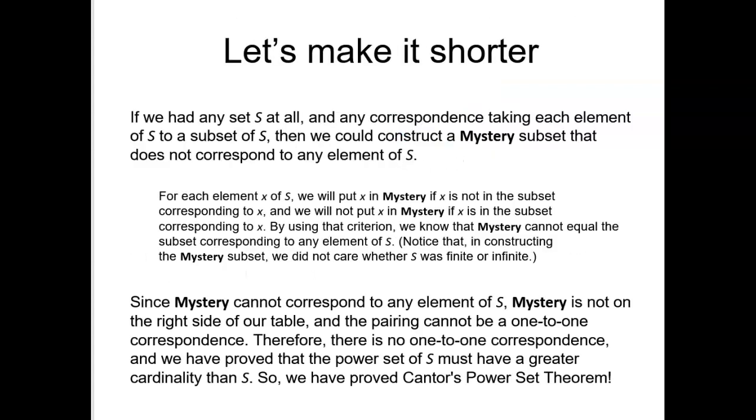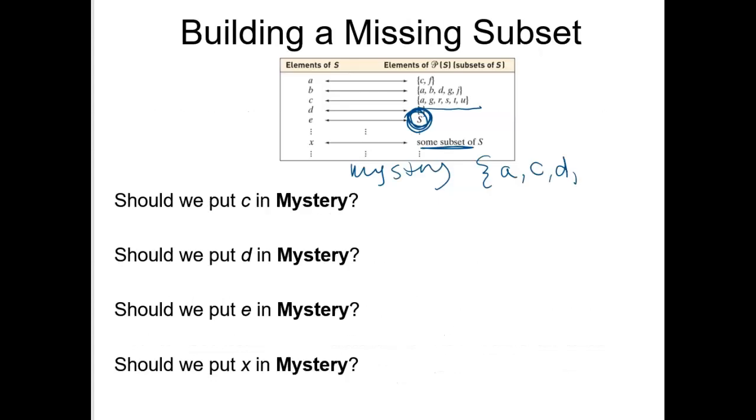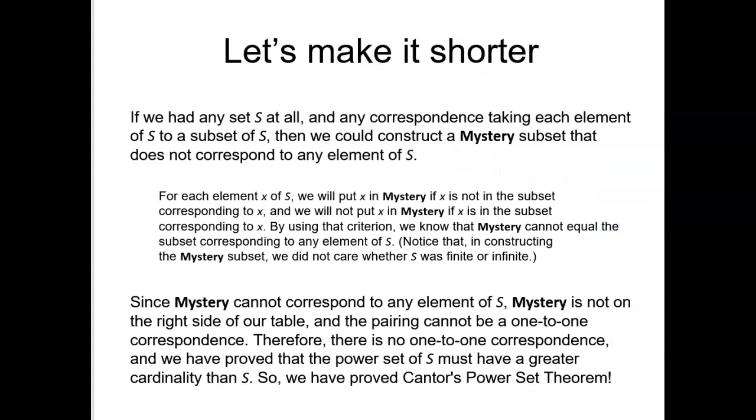So that took a long time. Let's see if we can make it a little bit shorter. And this is it. It actually has to do with that very last one with X. With X, we put a question mark here because we didn't know. If X is in its subset, then no, we're not going to put it in mystery. If X is not in its subset, then yes, we're going to put it in mystery. And that's pretty much the whole shorter proof. For each element X of S, we will put it in if it is not in the subset corresponding to X, and we will not put X in mystery if X is in the subset. We're just going to do the opposite, just like with the X's and O's of dodgeball.